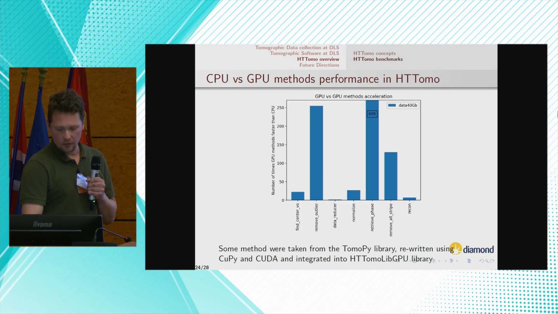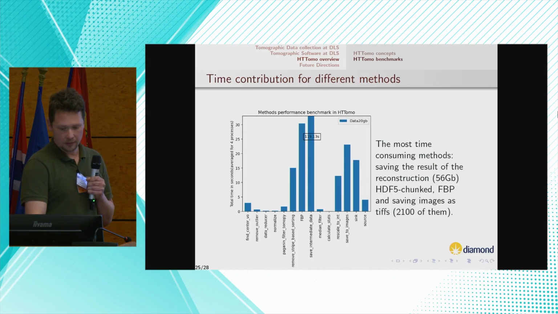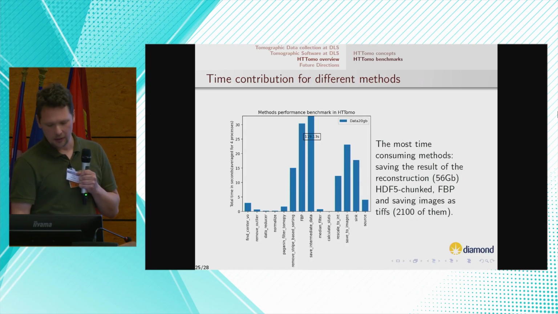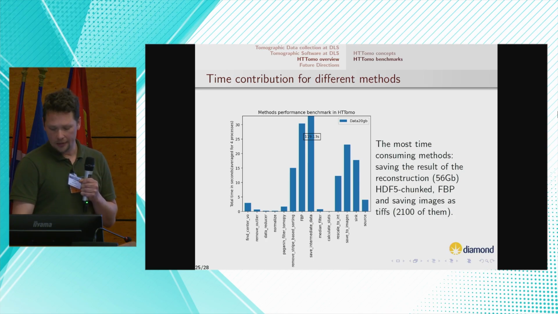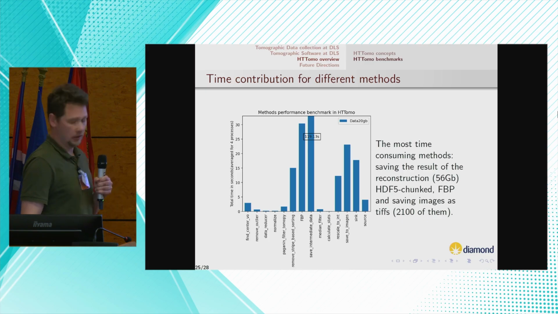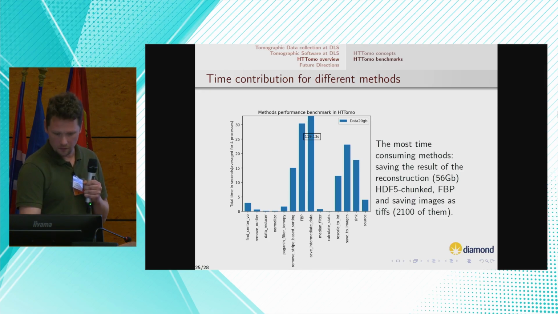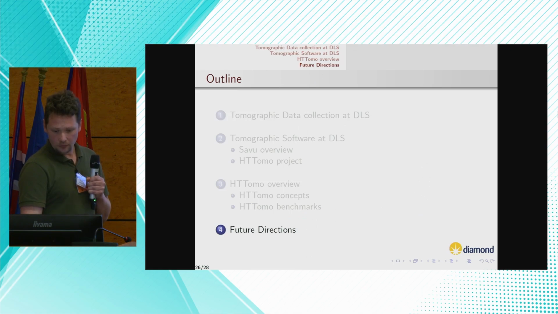But the biggest bottleneck so far is still saving the HDF5 file, which is chunked horizontally, if you like, sinogram-wise. It takes a significant amount of time, and we're currently looking into it. We're talking about 120 seconds, so 2 minutes. And saving images as well: thousands of TIFFs take half a minute, and FBP reconstruction as well.